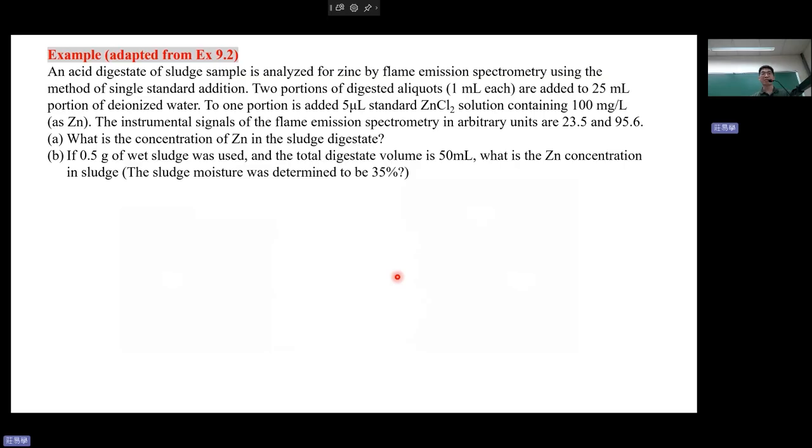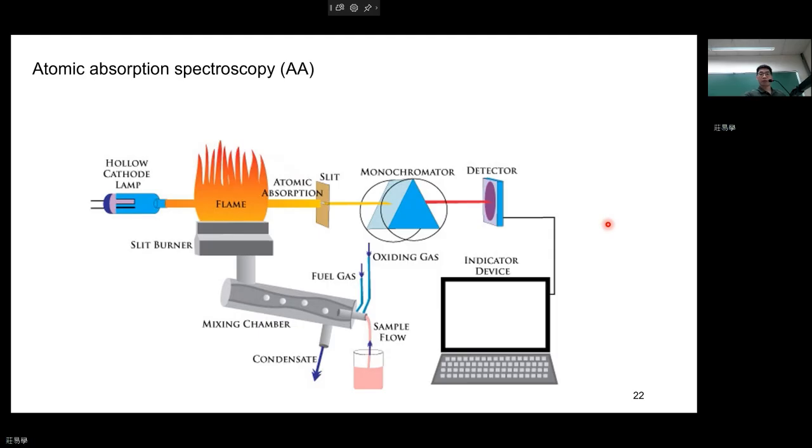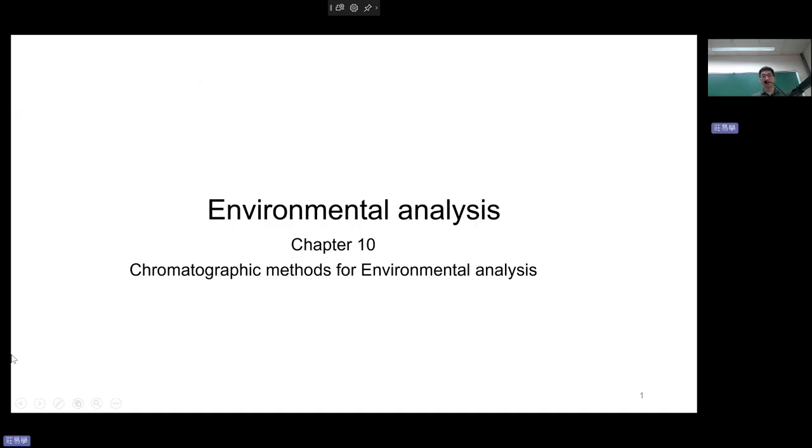Okay, the very last slides, I'm going to skip this one. Please go through it by yourself. So this is the configuration of AA or FAA. Well, we already introduced it, so I'm going to skip this one. This is the second to last chapter in this semester.